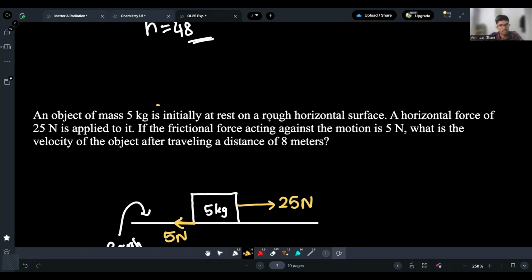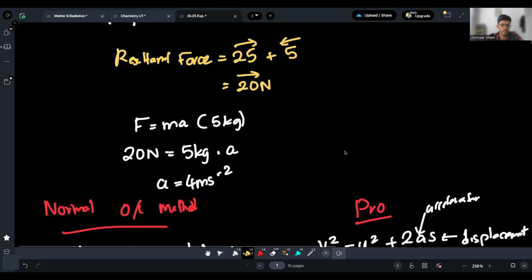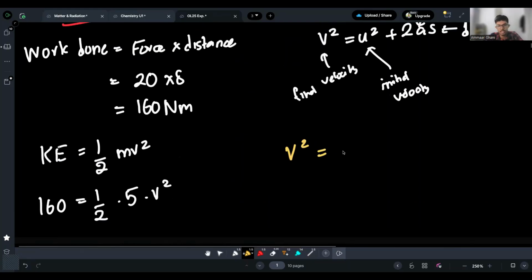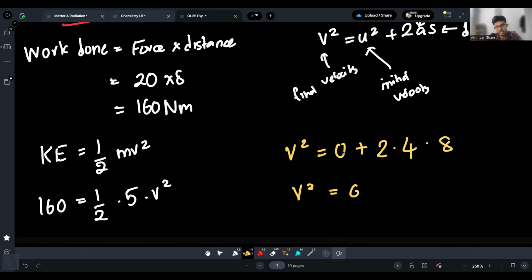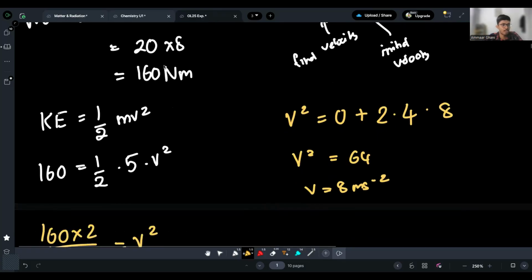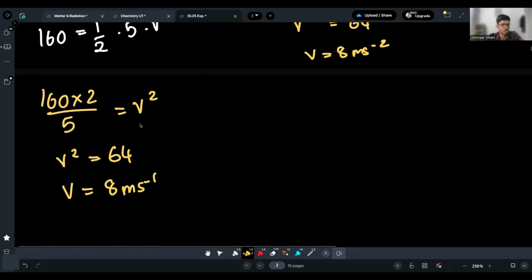At the beginning of the data, they have told initially the object is at rest. So if it's at rest, the initial velocity is obviously going to be 0. So it's 0 plus 2, acceleration is 4, displacement, which is the distance, is 8. So v squared equals 64. V equals 8 m s^-1. So you can get the answer in a snap by using the equation of motion if you need. But no worries, just a couple of extra steps and an extra logic using the normal O-level method.